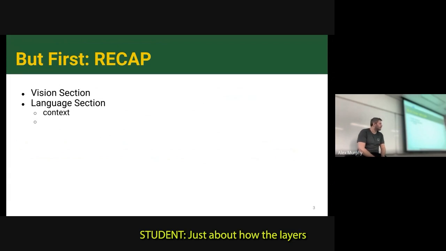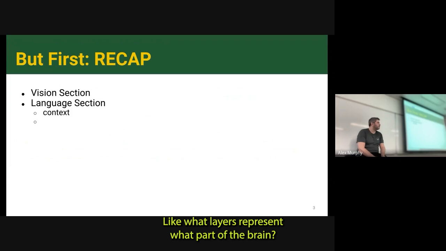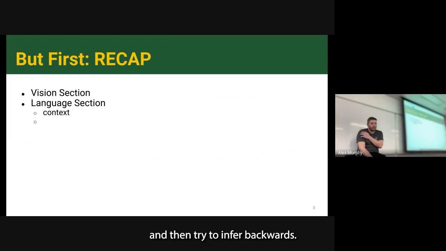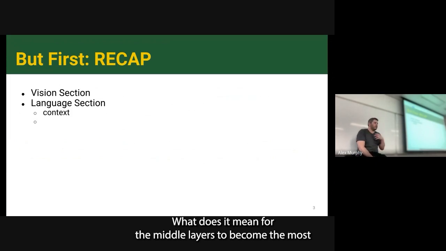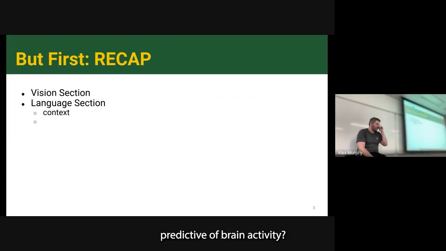It's just about how the layers, at first when I presented, I wasn't sure what layers represent in the brain. But I think that's the thing, nobody really knows this as well. It's kind of taking the results and then trying to infer backwards. What does it mean for the middle layer to become the most predictive of brain activity?